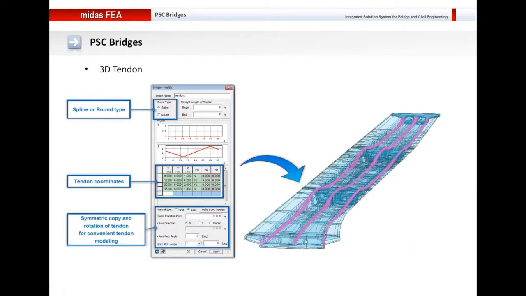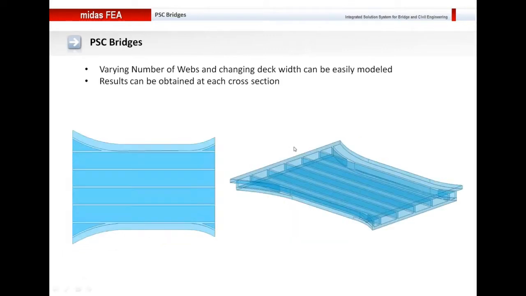Now, for modeling the 3D tendons in Midas FEA, we have provided the interface which is exactly similar to the Midas Civil interface. And since you guys are very much familiar with how to deal with tendon definition in Midas Civil, you can easily use this particular dialog box to define the tendons in 3D. So you can select the type of curve that you want to define, then you can punch in the tendon coordinates, and this is how you can easily define the tendons in Midas FEA.